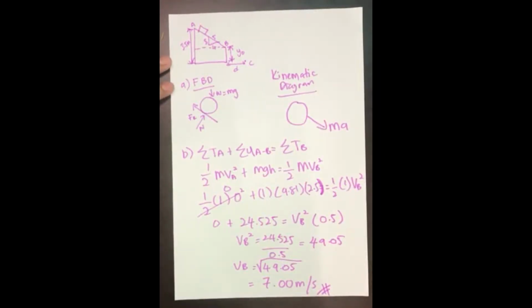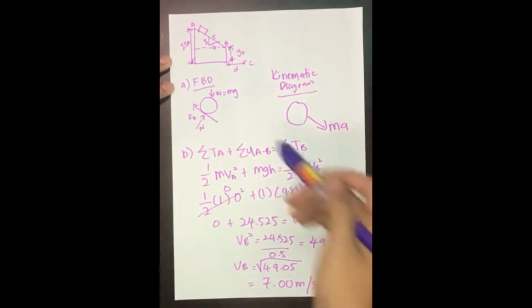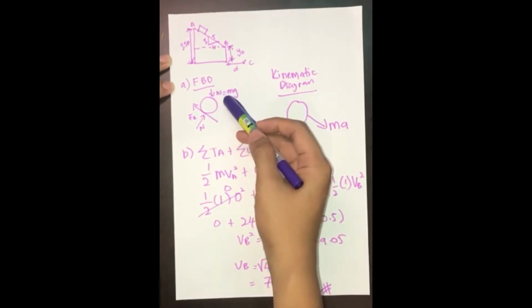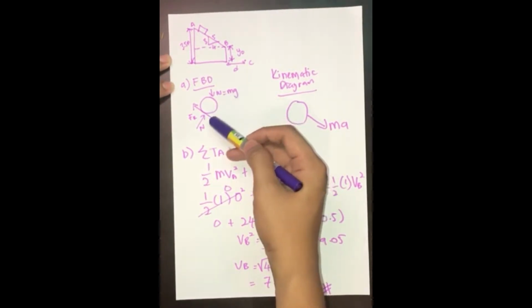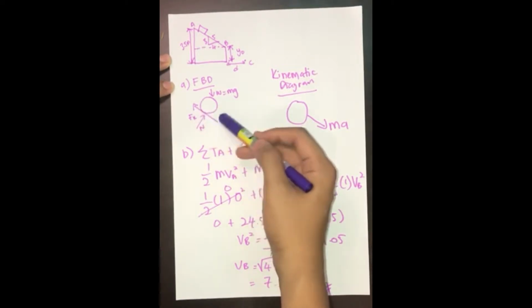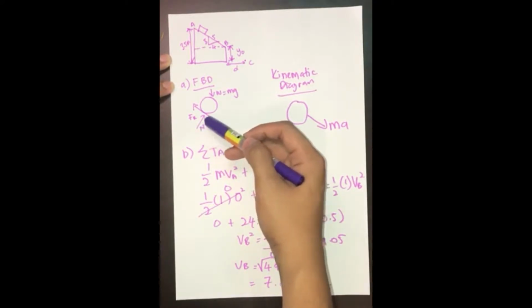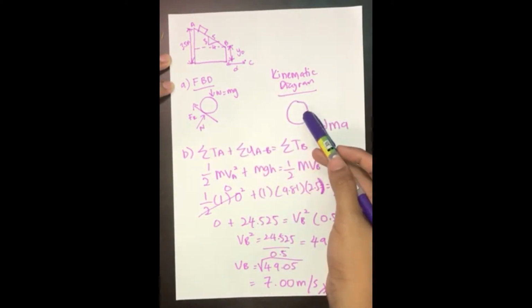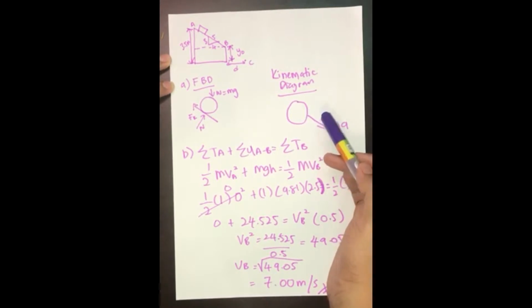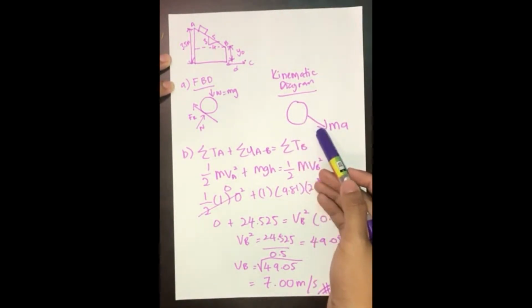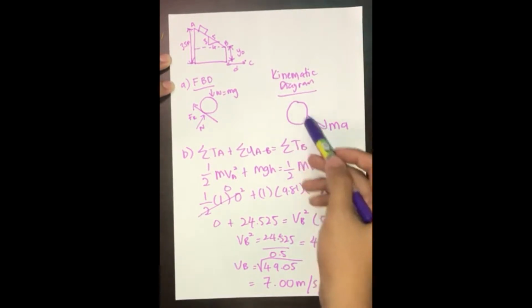The first question asks us to sketch a free body diagram. The free body diagram consists of a weight, which is equal to mg, a friction force that acts against the movement of the ball, and a normal force N against the ball. And the kinematic diagram of the object, since it's rolling downwards on the ramp, is equal to ma in this direction.